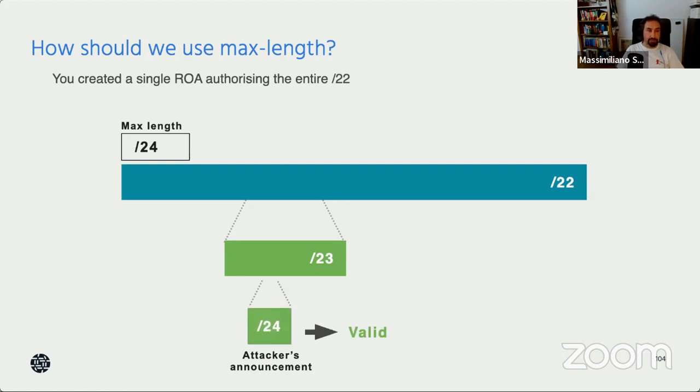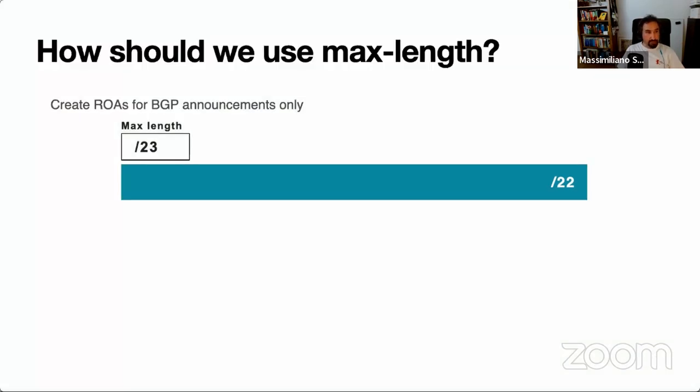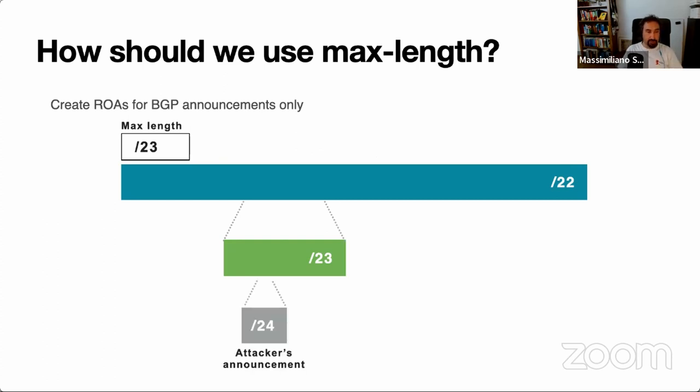So how do you fix this? One recommendation is to make basically the ROA for your BGP announcements only. So this max length up to /23. That would just cover what you're announcing and not more. This would be considered invalid. The other way would be to just announce all the prefixes yourself. But this way you would just be polluting the routing table all the time.